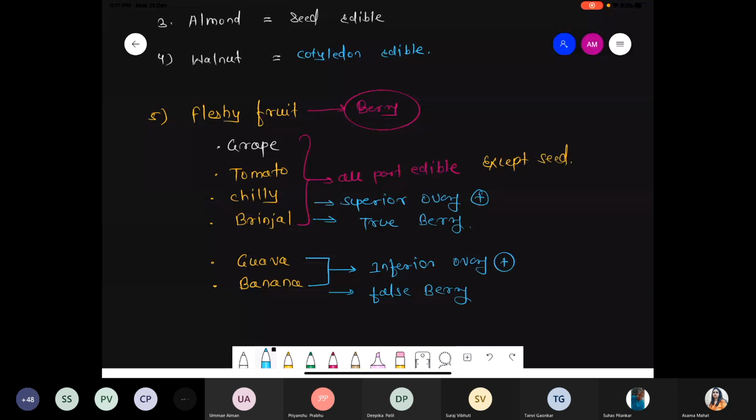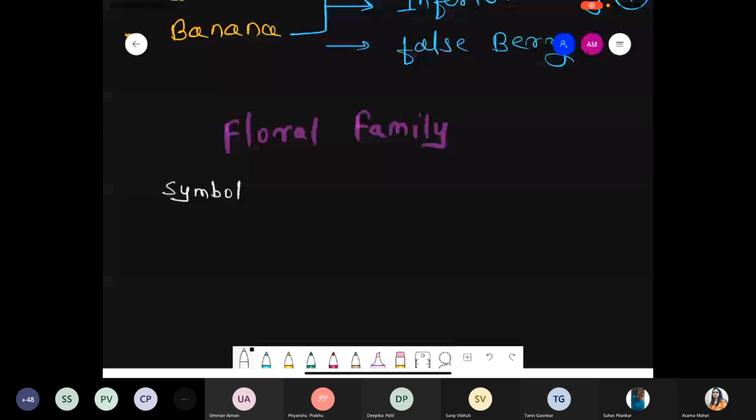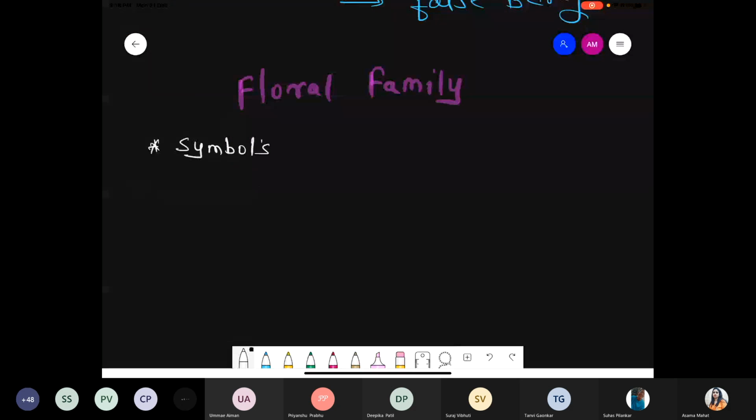So before starting the family, first of all we try to understand all symbols which come under the family category. So first of all, we start from the very basic symbols: circle and the cross. First one, you know very well. Such a condition is called the actinomorphic flower. Am I correct? Yes or no?